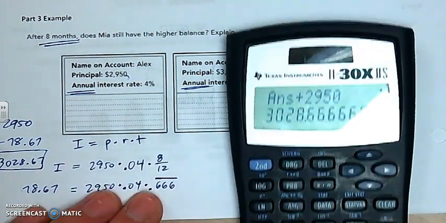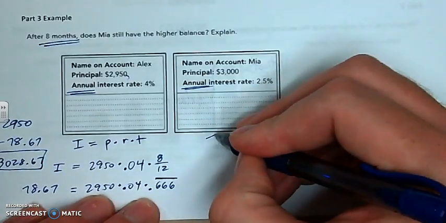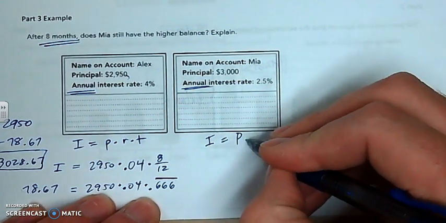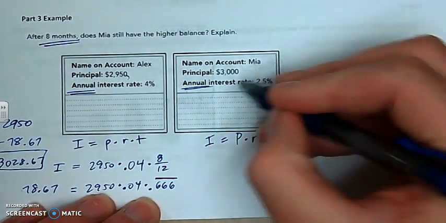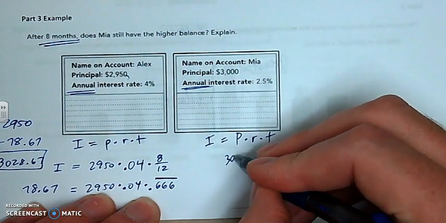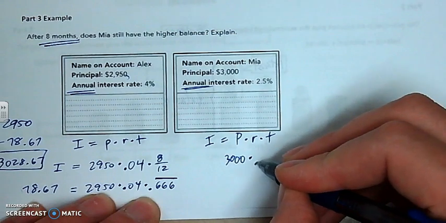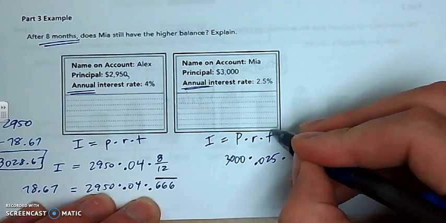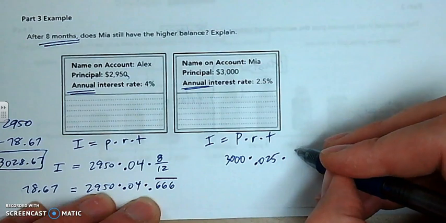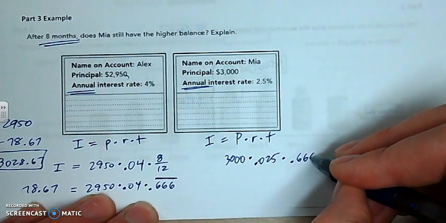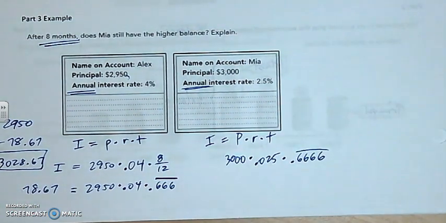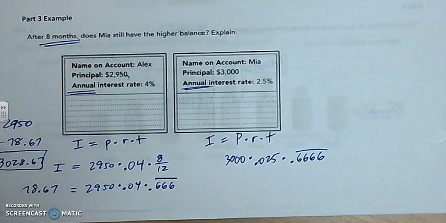We need to figure out how much Mia will have after that same amount of time, after 8 months. So start with the same equation, I equals P times R times T. She has a new principal though. She has a different principal. Multiply it by a different interest rate, and then multiply it by time, which was 8 months, 8 out of 12, which we said was 0.66666 repeating. And then I'll let you take it from there, and you can figure out, does Mia actually have a larger balance now, or does Alex? All right, so go get them.